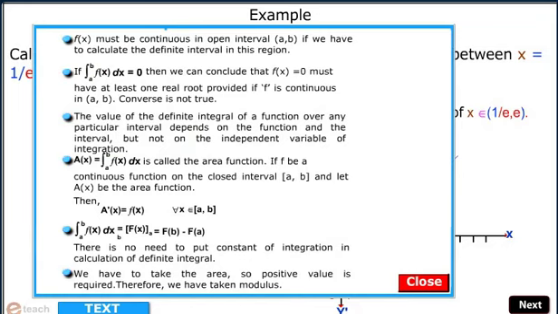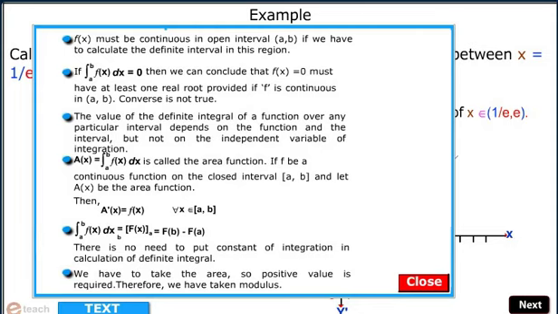Note that f(x) must be continuous in the open interval (a, b) if we have to calculate the definite integral in this region. If integration a to b f(x) dx equals 0, then we can conclude that f(x) equals 0 must have at least one root, provided f is continuous in the open interval (a, b). But the converse is not true.